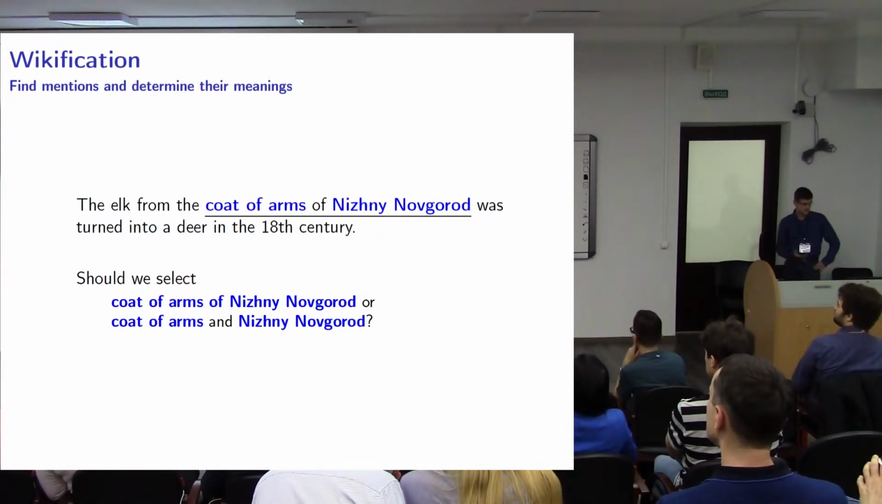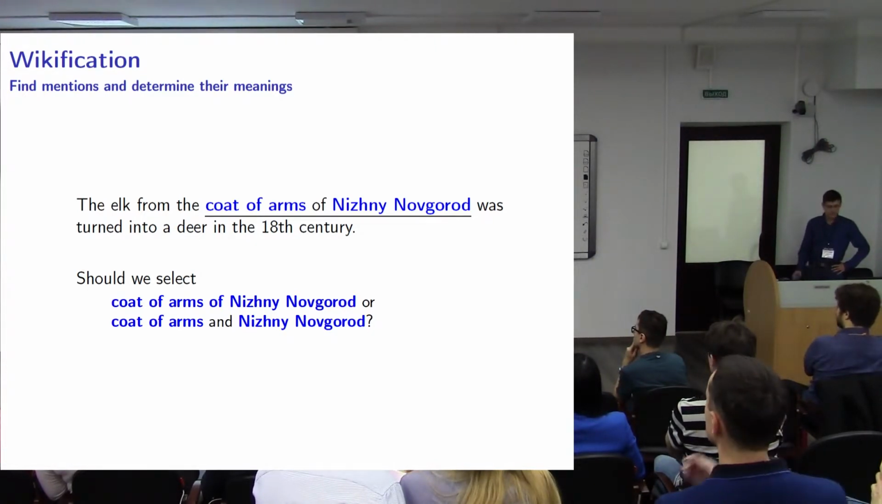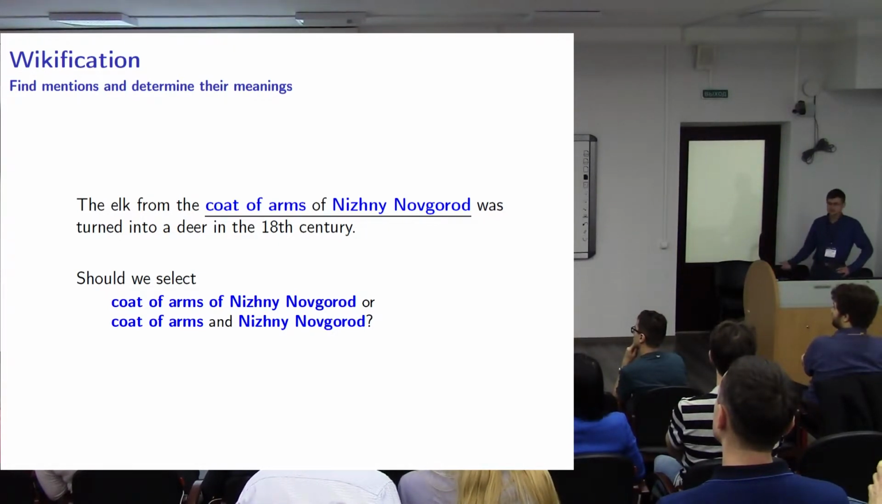And let's start with the first minor task, with searching for mentions. The question arises whether we should select the largest entity or we should split it into smaller pieces. For example, is coat of arms of Nizhny Novgorod a single mention, or should we separate it into coat of arms and Nizhny Novgorod? And actually, in the second case, there is another question whether we should split coat of arms into coat and arms or not. And actually, this question is really hard, and different experts may have different opinions about the correct separation.